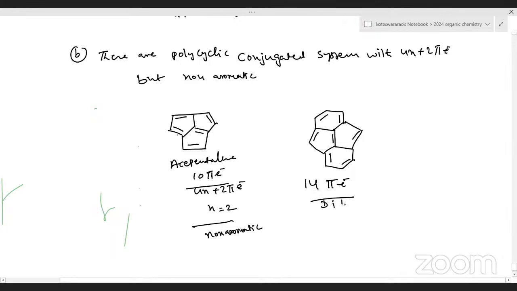This is dibenzopentalene. Right. But it is non-aromatic. Okay, these are the exceptions shown by the Hückel rule and not explained by the Hückel rule. Okay, this is about the limitations of the Hückel rule.